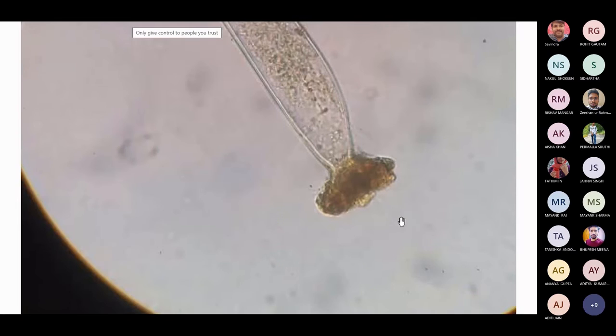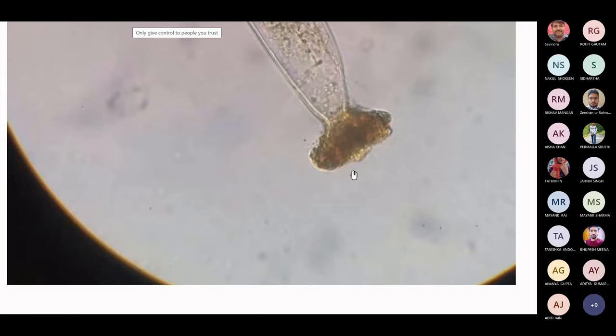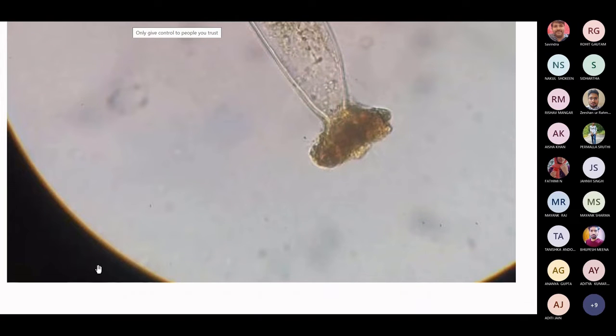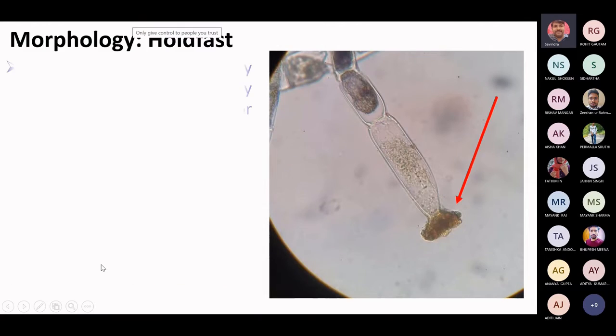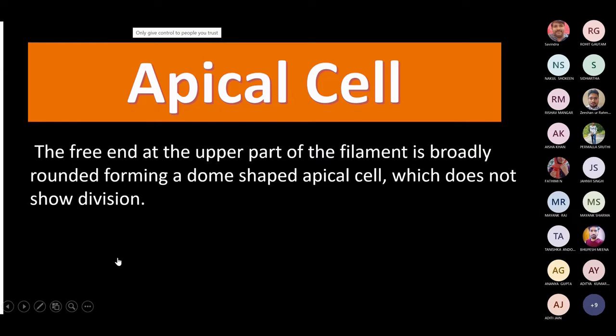Okay, so that's the same thing I want to explain. The next is your apical cell. We have talked about the bottom. Now we are discussing the apical, meaning the topmost part. The free end at the upper part of the filament is broadly rounded, forming a dome-shaped apical cell.